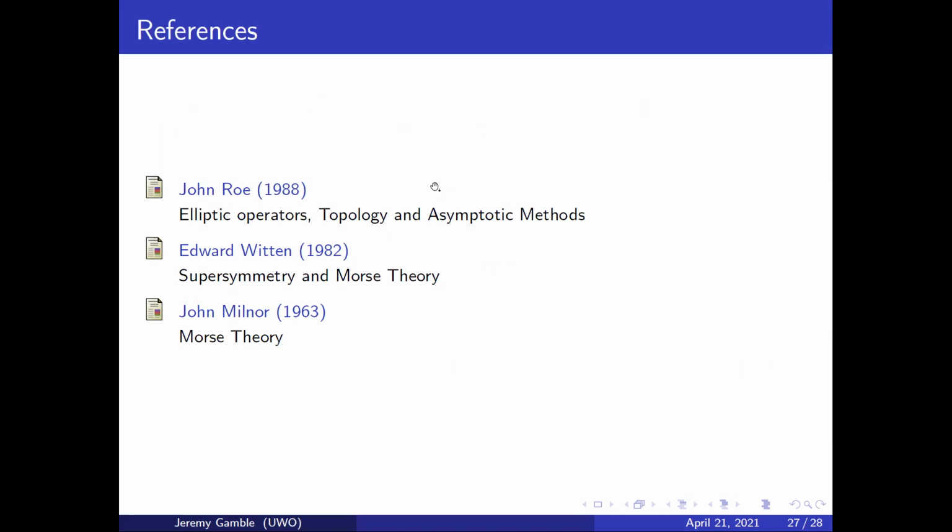Oh, and my references for this, as I said, were Rowe's book, mostly chapter 14, this paper by Ed Witten, Supersymmetry and Morse Theory, and Milnor for some of the other basic Morse theory stuff, which is a nice book. I didn't read too much of it, but it's a nice book from what I read.